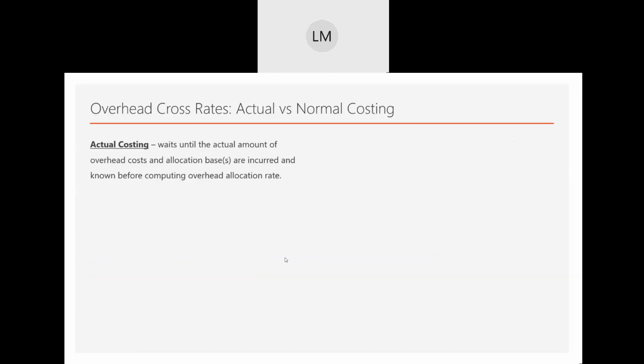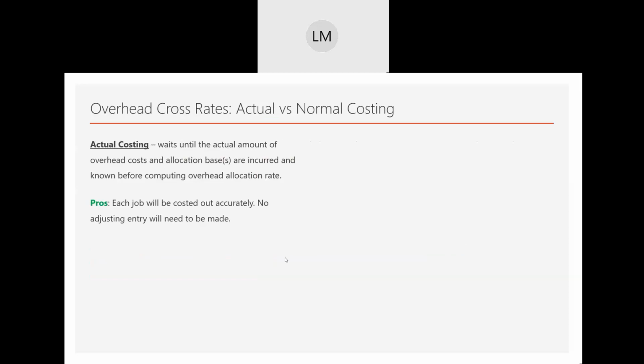So now let's talk about another concept, actual costing versus normal costing. Now, under actual costing, we wait until the actual amount of overhead costs and allocation bases are incurred and known before computing the overhead allocation rate. In other words, we wait until we know the actual overhead costs, so we wait to assign overhead until we actually know the costs associated with that, the actual overhead costs, and the actual amount of the allocation base that we've used.